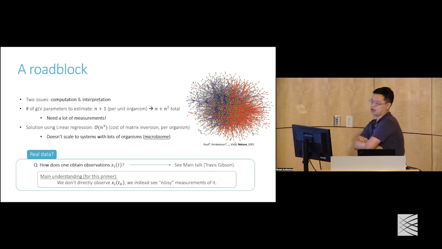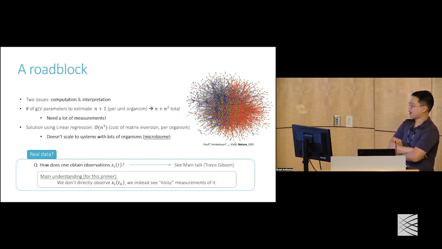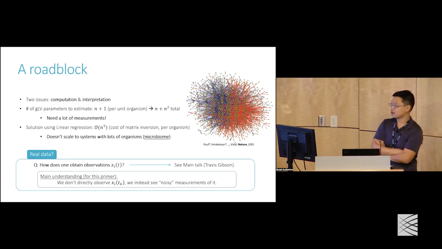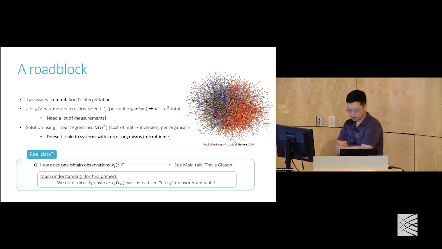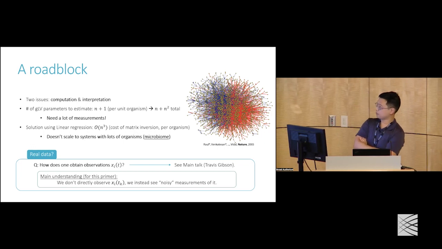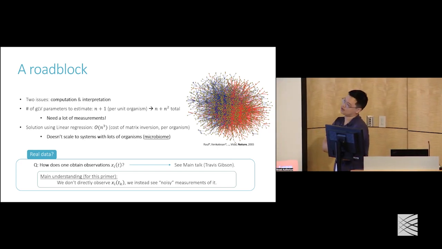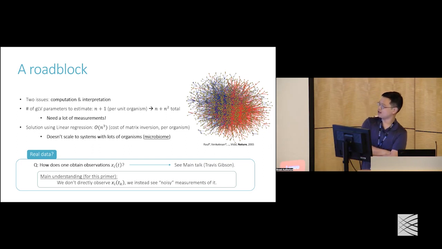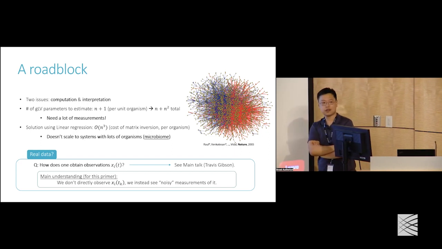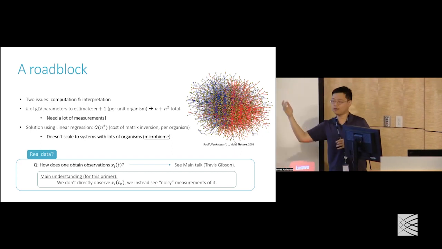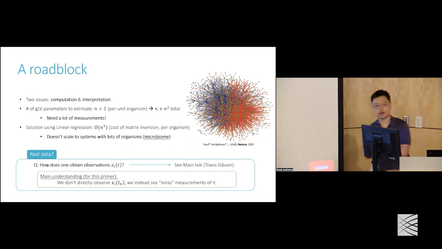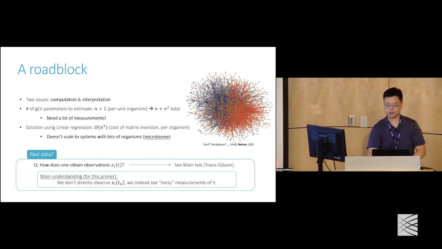There's this other question of how we actually obtain the observations at each time point. For that, I'm going to postpone it and suggest that you attend Travis's main talk. For this primer, we're essentially going to leave it off by saying we're not going to directly observe the XIs; we're going to see noisy measurements of them. But for now, it suffices to assume that we observe the XIs directly. Ultimately, that's where we want to go.